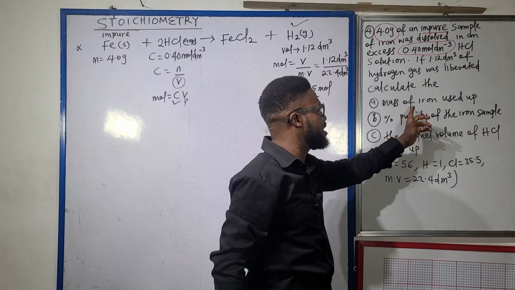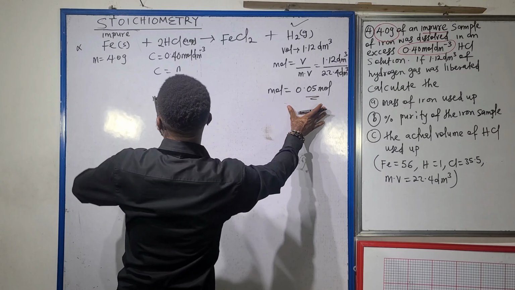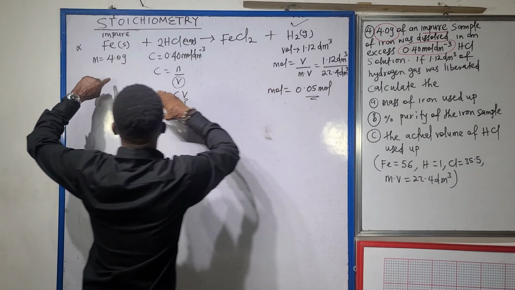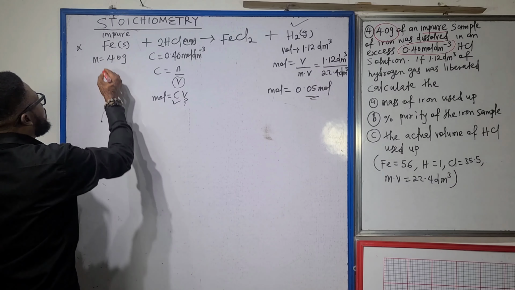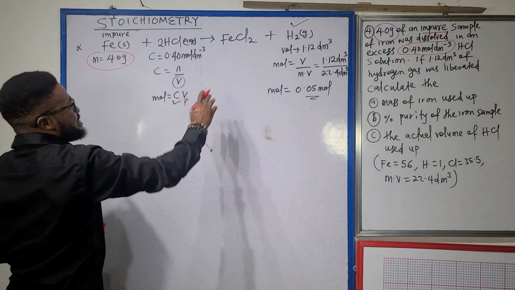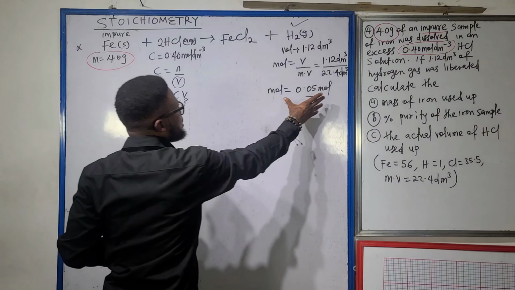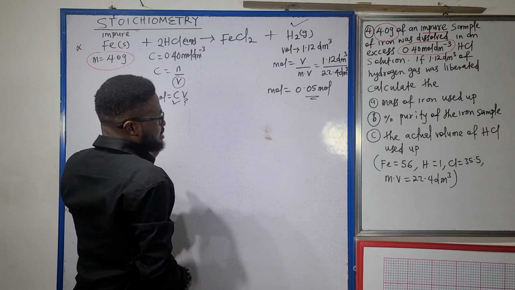I was asked here, the first question, what mass of iron was used up? So I'll use this to know the mass of iron that actually took part to give me this. The whole of this 4 gram, I cannot use it because not all of the 4 gram will take part in the reaction. The impurity will not take part. So let me use this to decode the mass of iron that actually took part in the reaction.